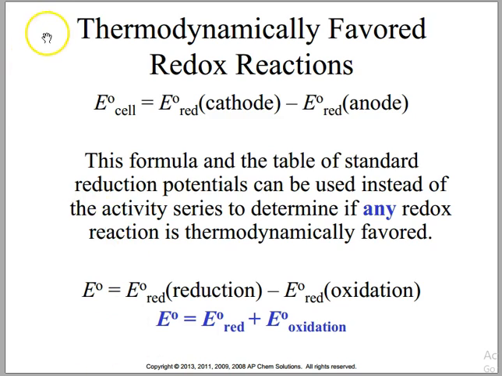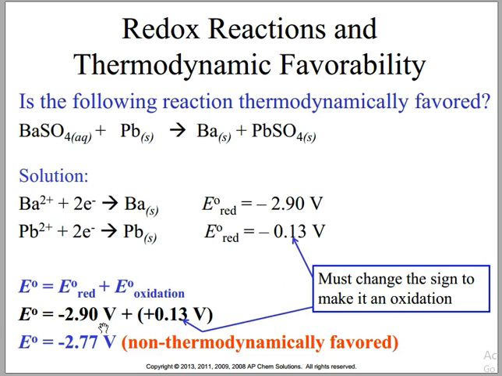Activity series is a list of substances from top to bottom that will react with those that are below it. And I'm not even going to introduce it because we don't need it. But the standard reduction potentials can be used to determine if any of the redox reactions are thermodynamically favored. So we've already learned how to use this from the standard reduction potentials. So the question is, is the following reaction thermodynamically favored?